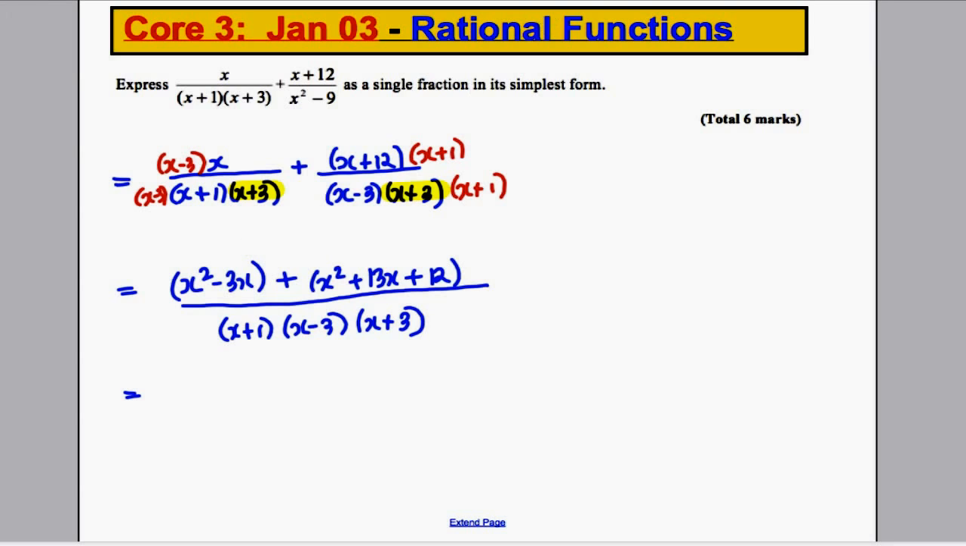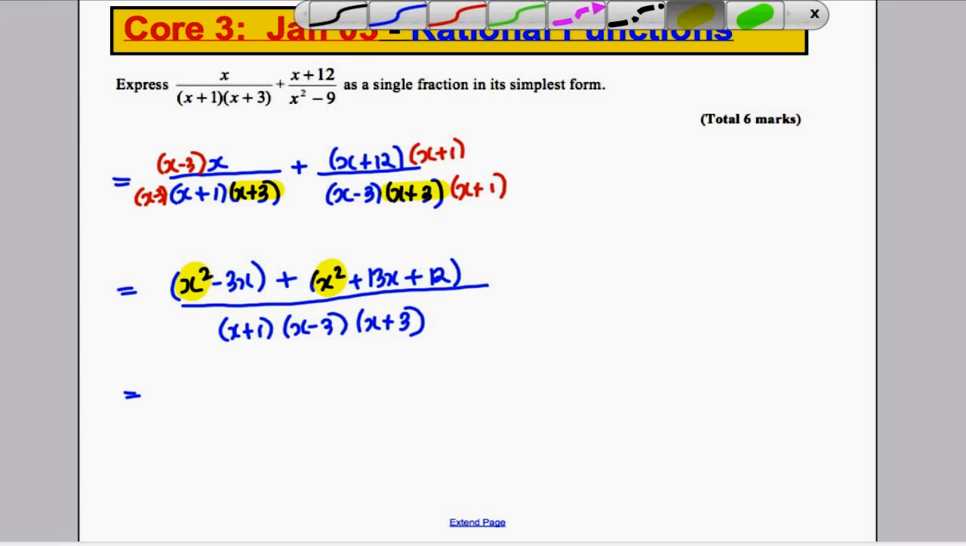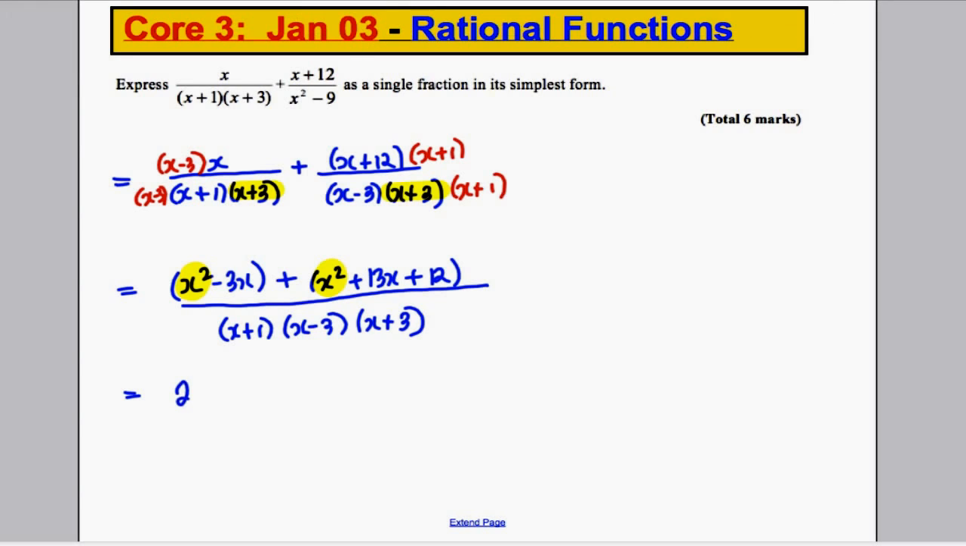And now combine the tops. How many x squareds have we got? Well, we've got x squared here, and another x squared. We've got two x squareds, so this would be 2x squared. We've got negative 3x plus 13x, which is plus 10x, and then we've got plus 12, all divided by x plus 1, x subtract 3, x plus 3.